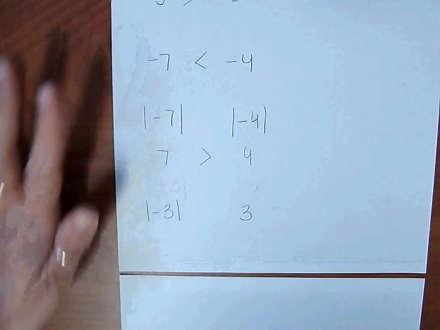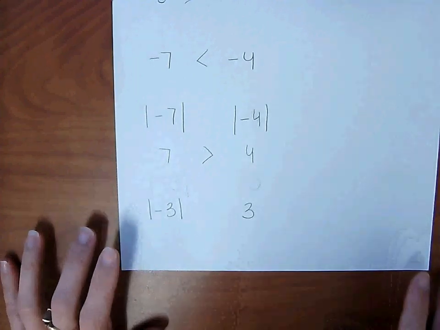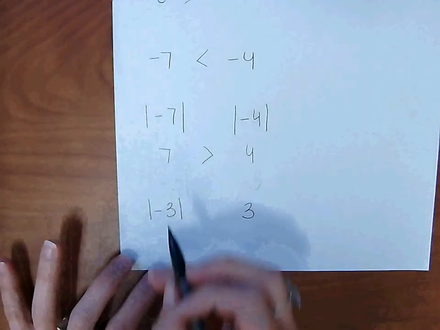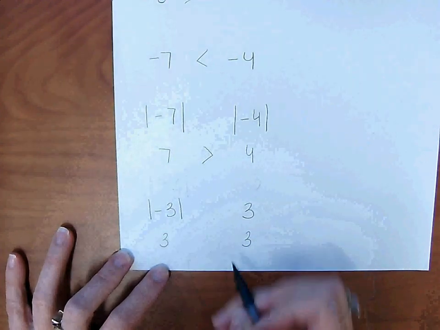And if we have the absolute value of -3 compared to 3, well, the absolute value of -3 is 3. And we're going to compare that to 3. And 3 is equal to 3.